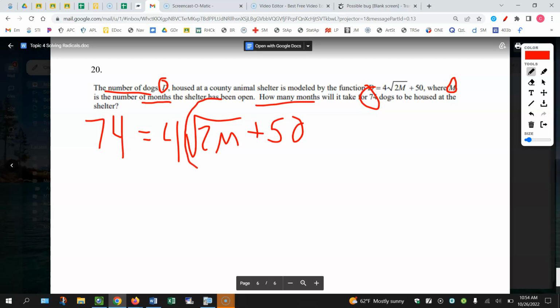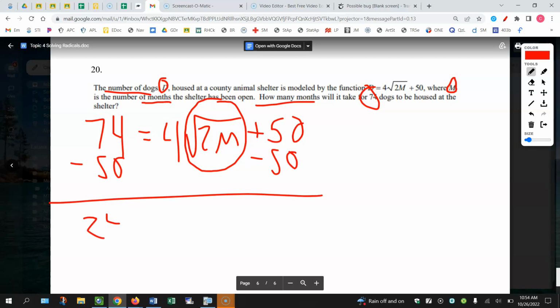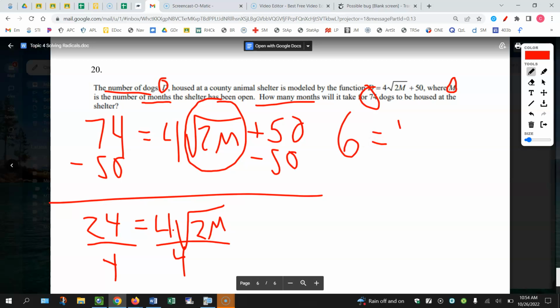So same deal as we've been doing. You got to get the square root term by itself. So you're going to subtract the 50, subtract the 50. So 24 is equal to 4 times the square root of 2 times M. That's multiplication. To undo that, we're going to do division. So 6 is equal to the square root of 2 times M. All right, we've isolated the square root term.